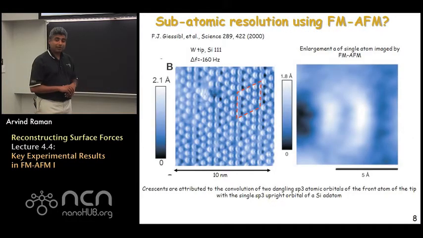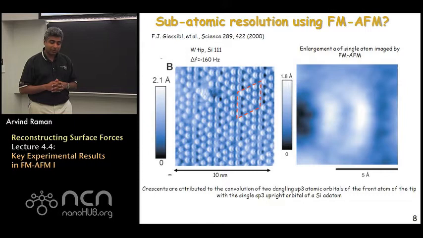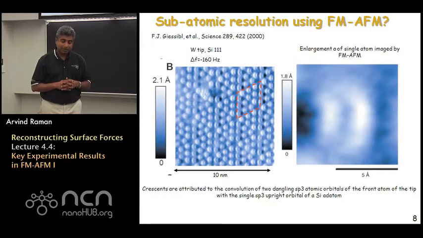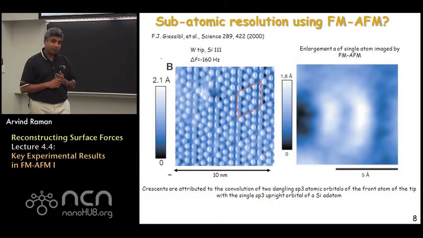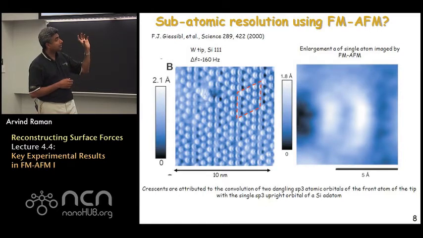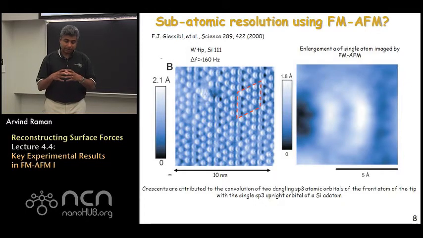Finally, some of the more interesting results concerned with high resolution in FM-AFM are related to this work that came out in 2000 out of Giessibl's group again, where images were taken using FM-AFM of silicon-111 surfaces using a tungsten tip. What was observed here was that if one zoomed in on the image of one particular atom, one could see that the topography of the atom did not have spherical symmetry, but rather seems to show two crescent-like structures.